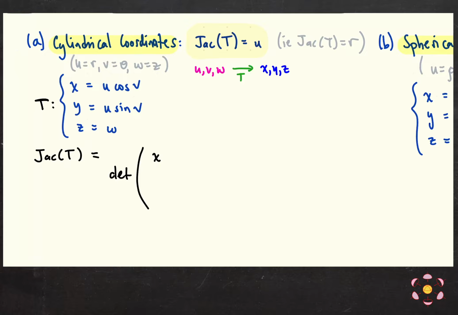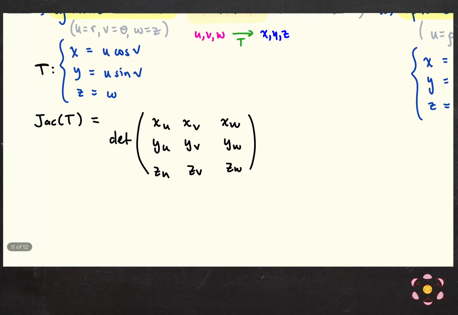So we're going to do xu, xv, xw, yu, yv, yw, and then finally zu, zv, zw. Okay, so determinant, let's start doing partial derivatives. Let's do the first row.